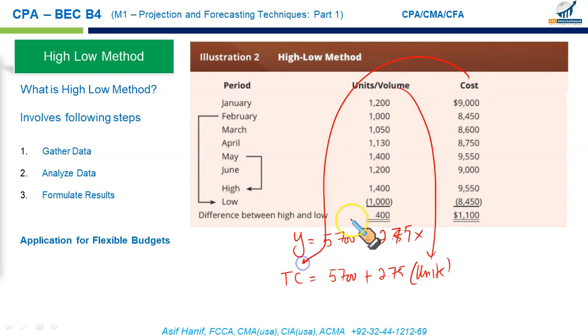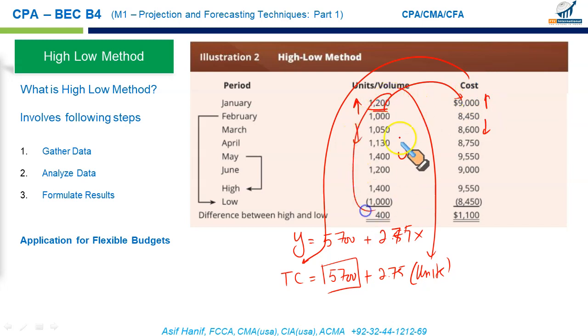Now the question that you might ask me: why do we take cost as dependent and volume, the units, as independent? Because your volume is determining your cost. If the volume is more, the cost is more. If the volume is less, the cost is less. If the volume is nil, you just pay the fixed cost, right? That is why you need to identify which of these is independent. Volume, the units of production, are independent. They determine the cost. So we take cost as dependent and the volume or units of production as independent. Okay, now we got the understanding.